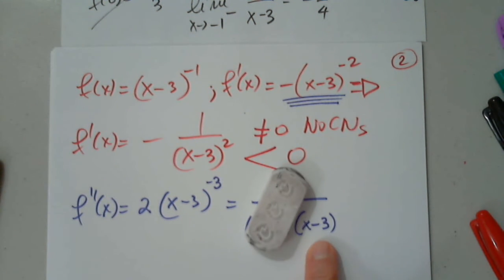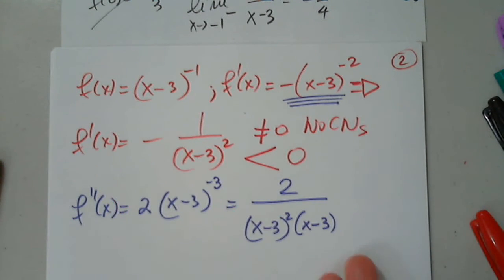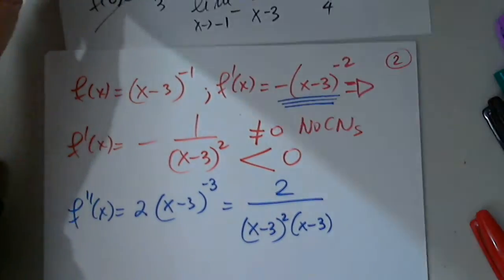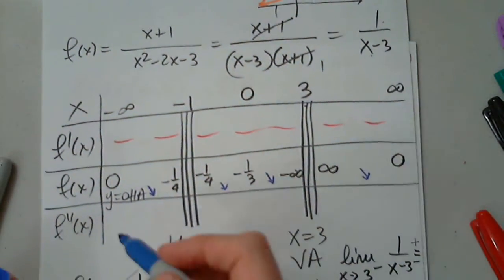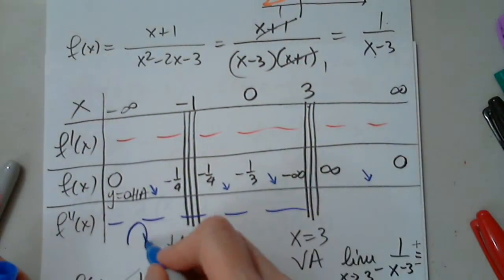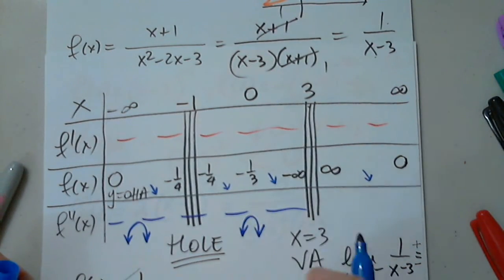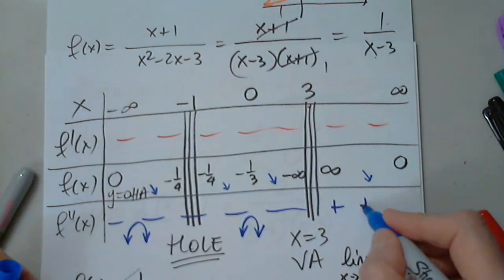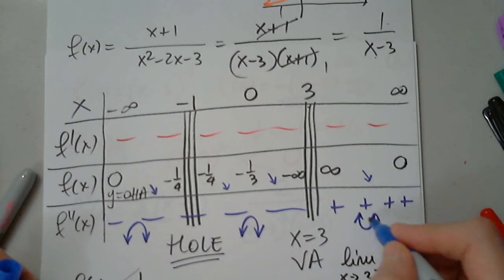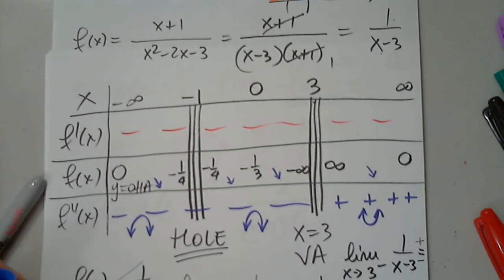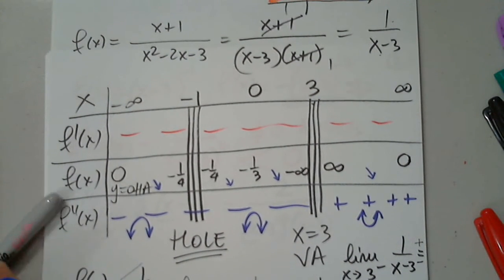This will change the sign. To the left of 3 is negative, to the right of 3 is positive. Or you just plug in numbers. So to the left of 3, negative. I will immediately put the sign in. To the right of 3, positive. I will immediately put in the shape that I expect. That's it. Done.